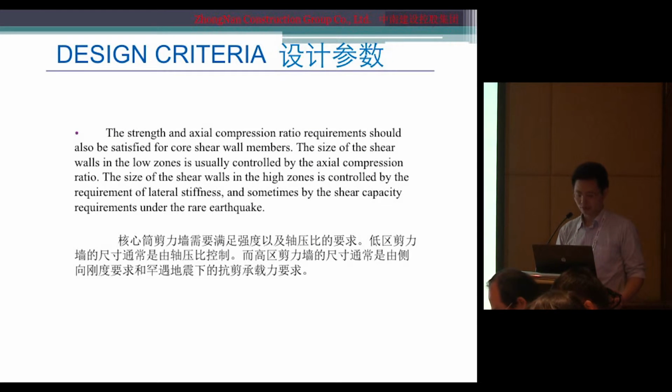And this is the design parameter for core shear wall members. According to our experience, the size of the shear walls in the low zones is usually controlled by the axial compression ratio, and in the high zones is controlled by the requirements of lateral stiffness.